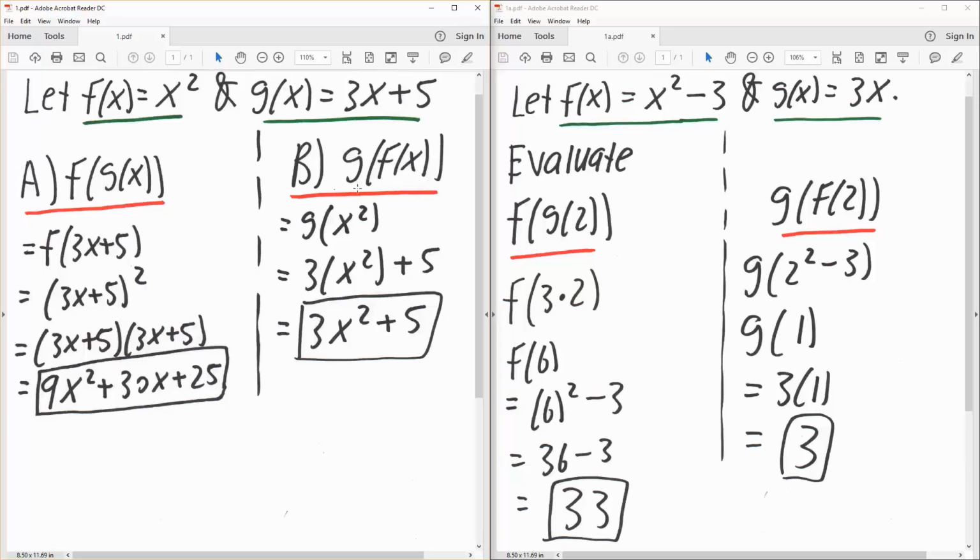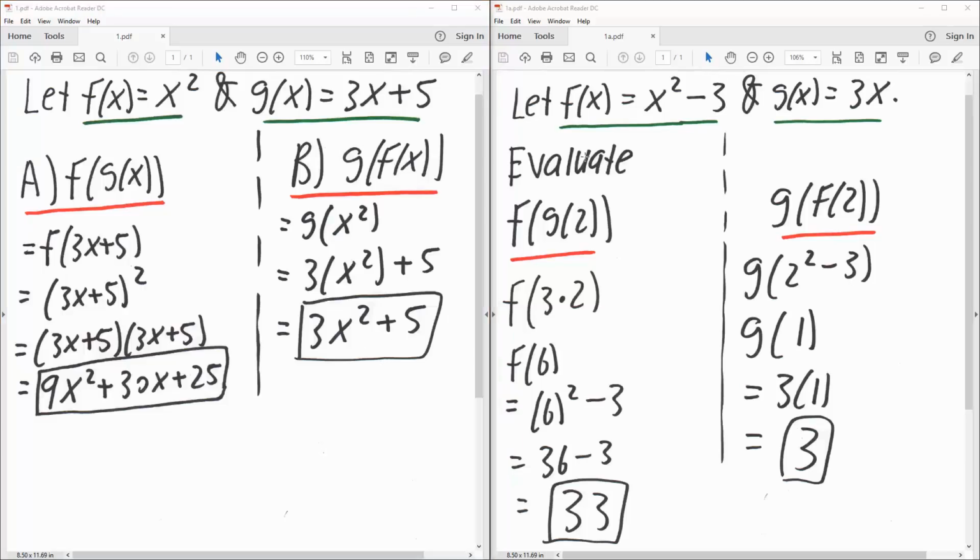And now we will do the second problem. So we have g of f of x. So instead of f of x, we say x squared, because f of x is x squared. So now we have g of x squared. So x squared is now our x term. So instead of saying 3x plus 5, we say 3 times x squared plus 5. We are replacing the value of this x with this value right here. And so the final answer would be 3x squared plus 5.